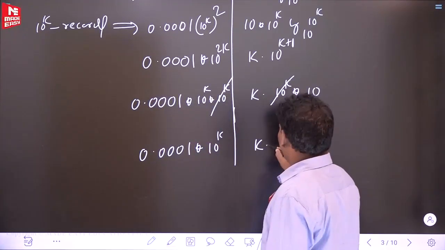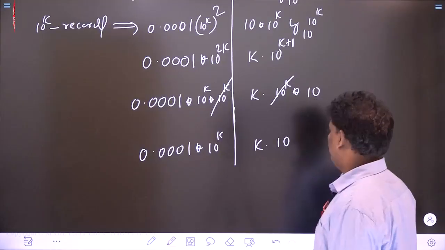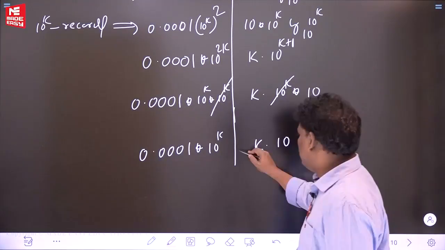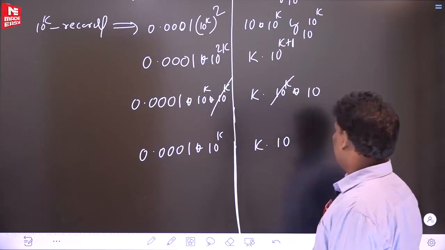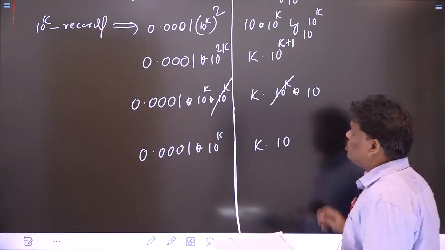What about here? K into 10. Right? Fine. I think everything is okay. Now the next question is going to be, can you help me now?